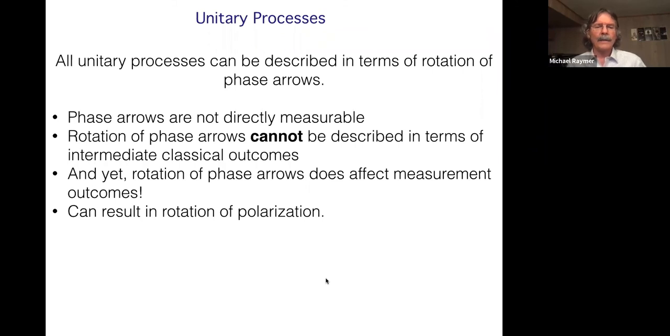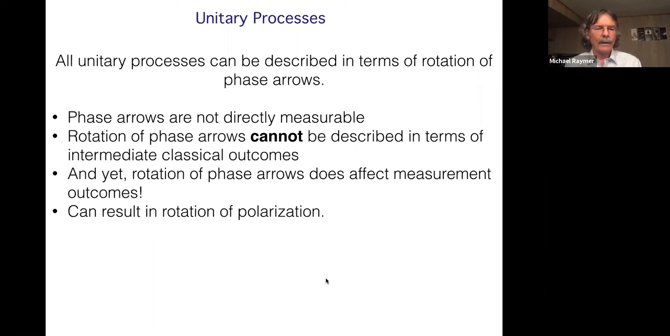The rotation of a phase arrow cannot be described simply in terms of the intermediate classical outcomes. By intermediate classical outcomes, I refer, for example, to shining a light on the electron and determining its location, one path or the other. That process would not simply be rotating a phase arrow. That would be restarting the problem completely.